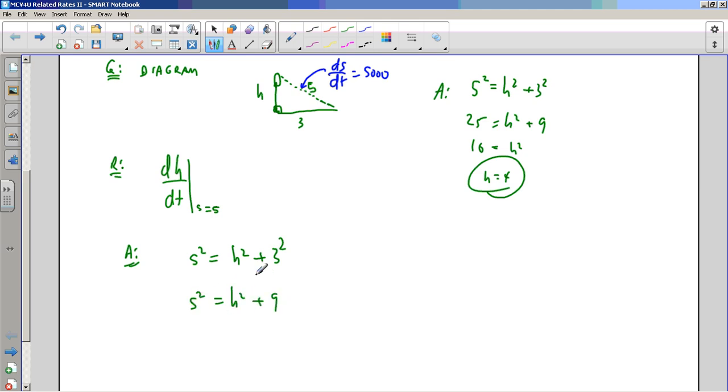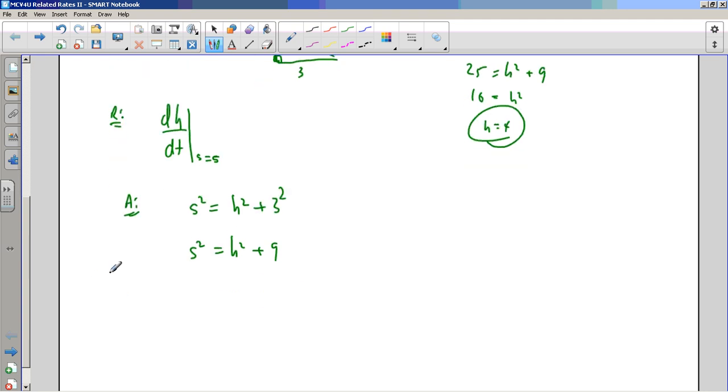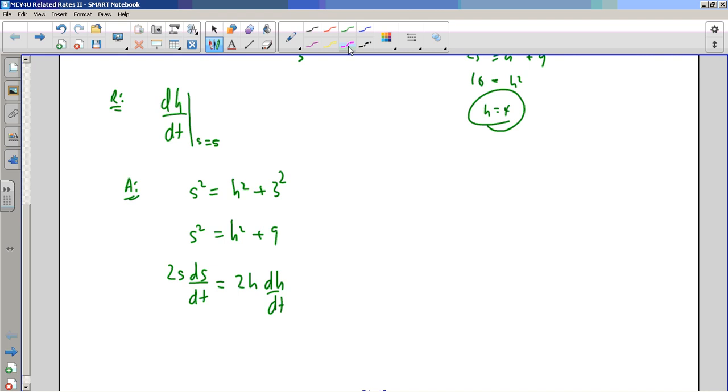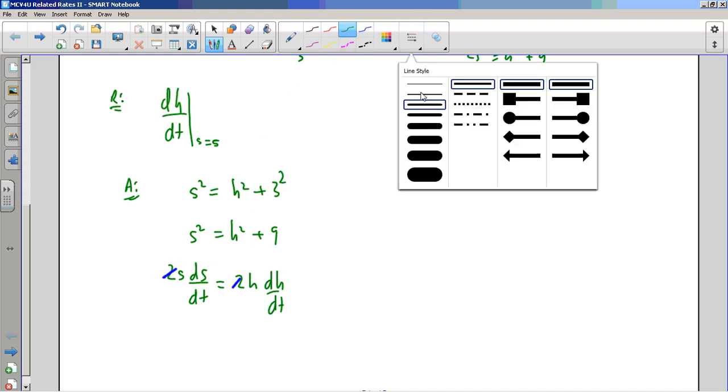And then I'm actually going to take the derivative of this rather than solving for s or something silly like that. I'm going to take the derivative of this implicitly. So I take the derivative of the left side, that's 2s, and then the derivative of the inside, 2s ds dt. Right? And then the derivative of this is 2h, and then dh dt. We get a little smile there because we know we want to find dh dt. And then the derivative of the 9 is just 0. Notice the 2's cancel out.